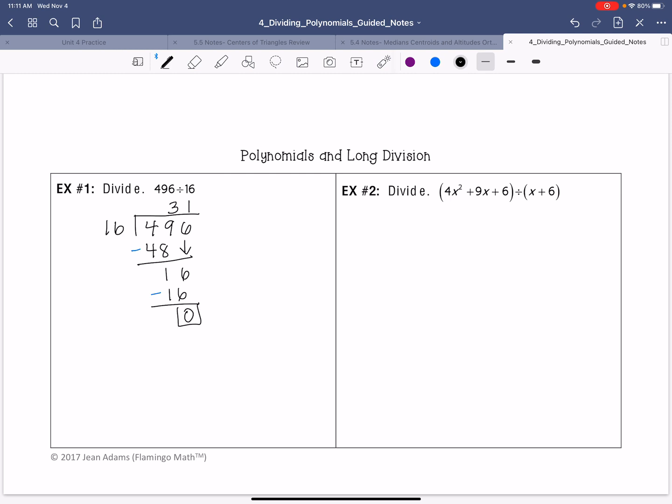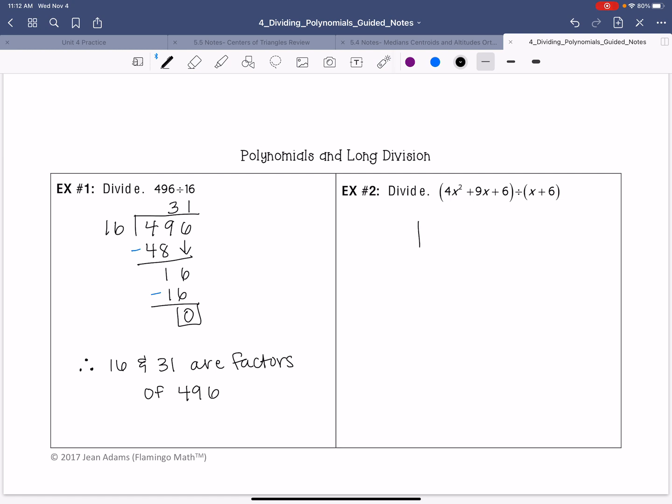So again, when I get this remainder of 0, that means, remember these 3 dots means therefore. We use this in math a lot, or in conclusion. 16 and 31 are factors of 496 because there's no remainder. So that means they're perfect factors. All right, next one, we're going to go ahead and divide.